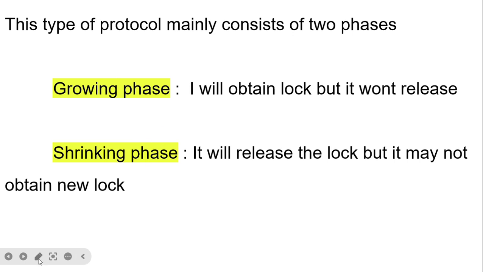In the growing phase, a transaction will obtain locks but it won't release any lock. Suppose A is under a shared or exclusive lock, it will obtain that lock but it won't release it. That is what we call the growing phase. In the shrinking phase it is just the opposite: it will release locks but it won't obtain any. If A was under a shared lock or exclusive lock, it will release that lock but it won't obtain any new lock. That is the difference between the growing phase and the shrinking phase.